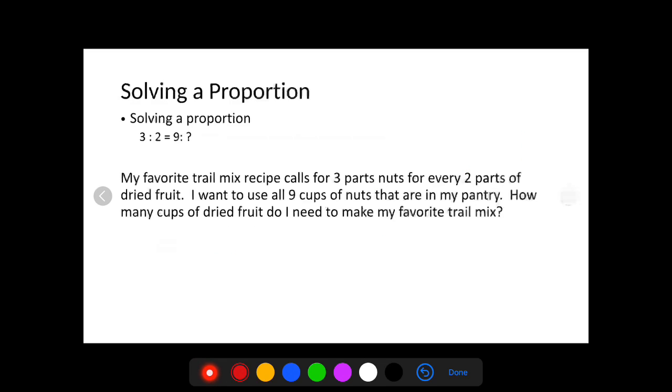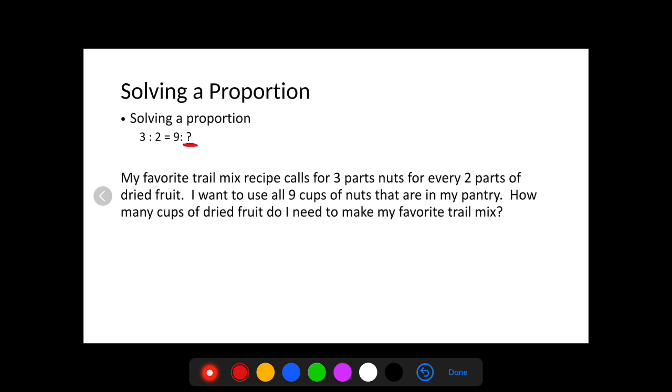Often in math, we're tasked with solving a proportion. So here you can see that one number is missing. This proportion might have come from the following problem. My favorite trail mix recipe calls for 3 parts nuts for every 2 parts of dried fruit. I want to use all 9 cups of nuts that are in my pantry. How many cups of dried fruit do I need to make my favorite trail mix?